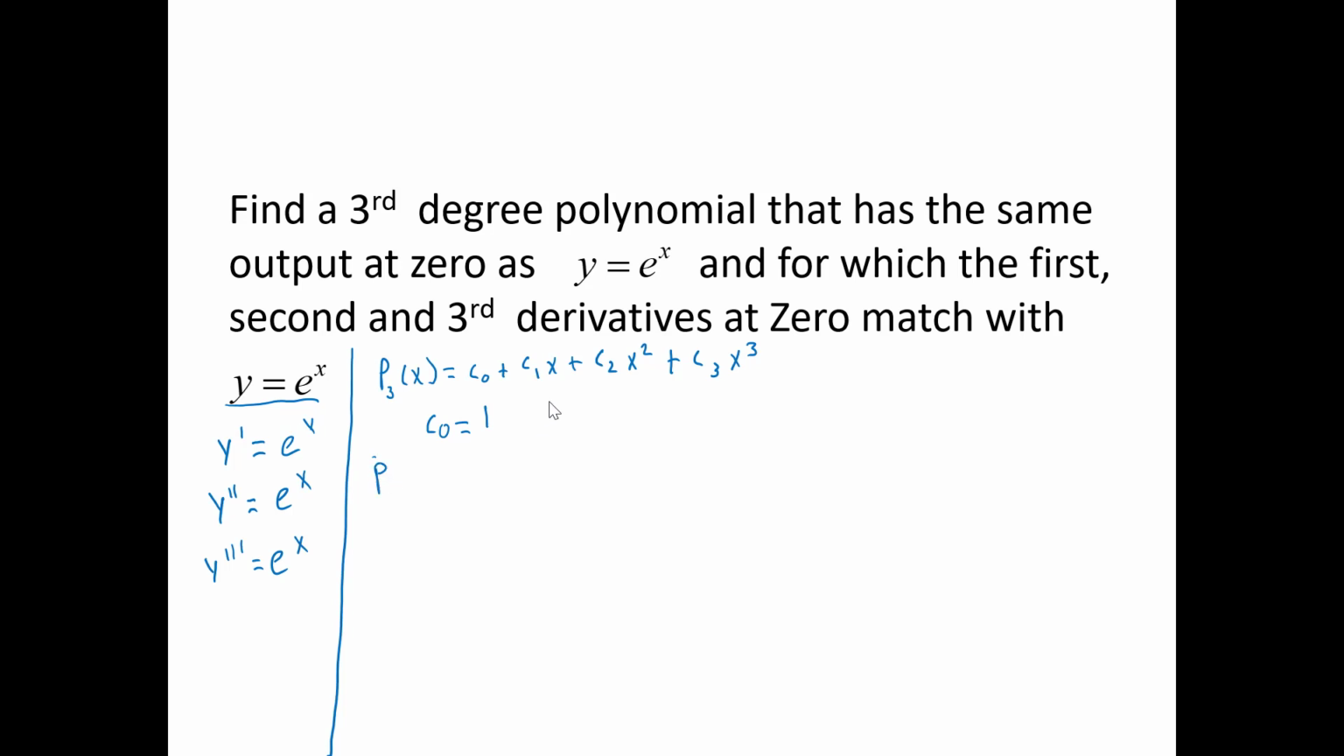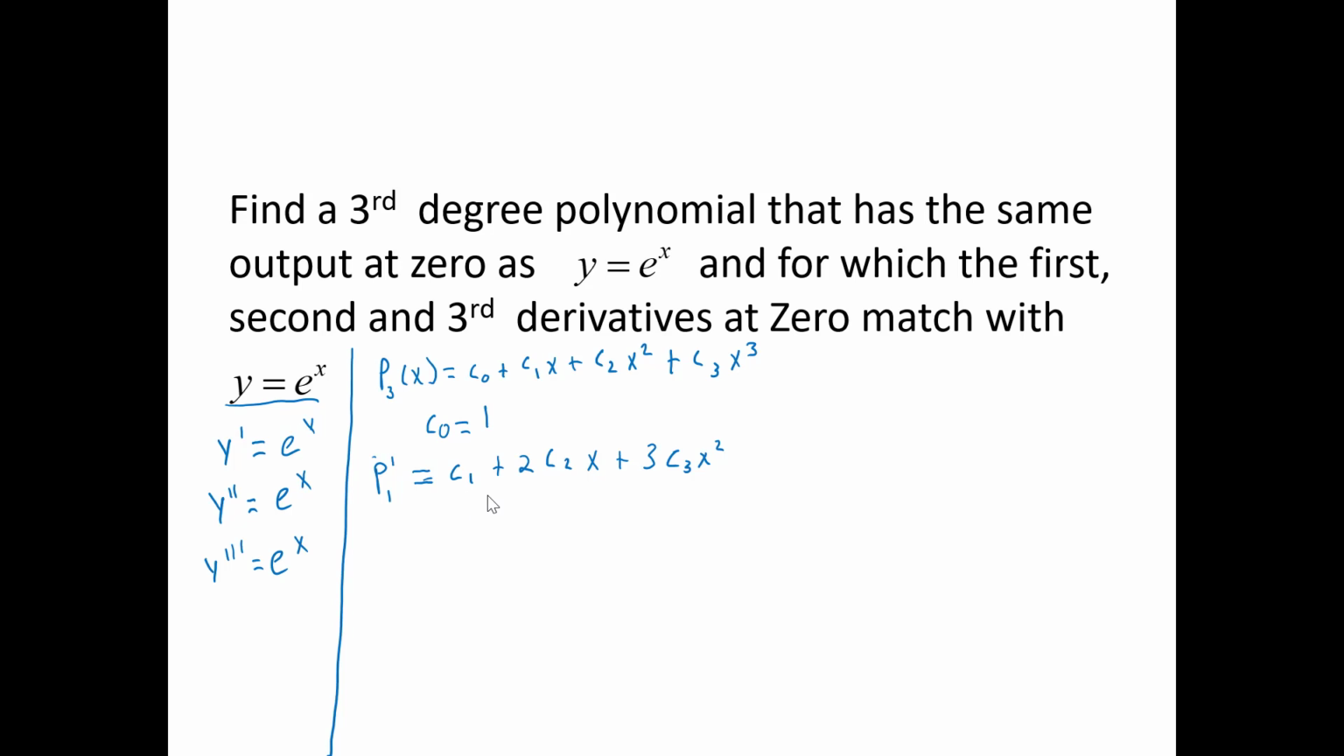When I want to find my C1, I can look at the first derivatives and make them match. So my first derivative: the constant term goes away. For this term I get C1. That's the only one that will not have an x. For the second one, I will bring down the exponent, take 1 away from the exponent, and you will see that the only one that does not have an x is this first one.